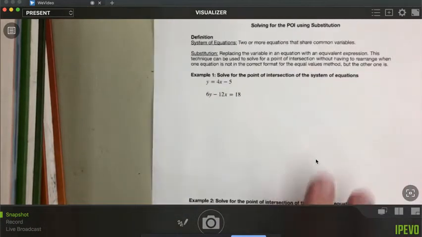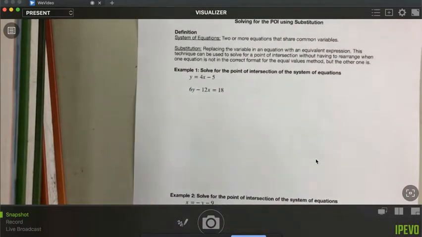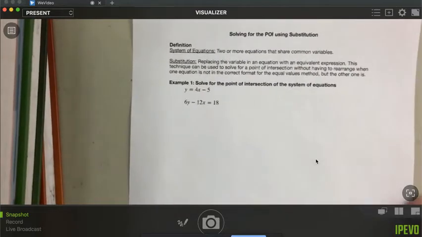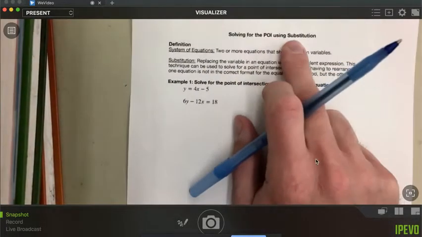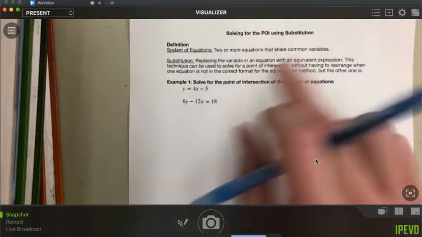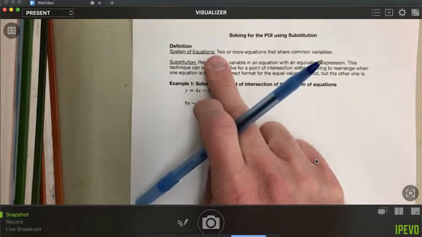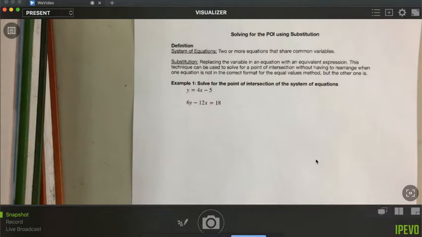Hey, good morning, everyone. So today we're going to take a quick look at what's known as solving for the point of intersection using substitution. I'm going to formally introduce a term, but it's essentially what we've been doing every time we solve for the point of intersection using the equal values method.